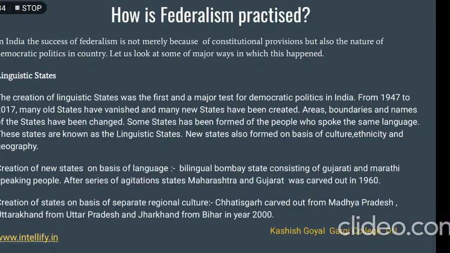Now we'll be discussing two examples. First, the creation of new states on the basis of language. The bilingual Bombay state, which is now the capital of Maharashtra, consisted of two communities, Gujarati and Marathi speaking people. But after a series of agitations, because the language was completely different, it was carved out into two different states, Maharashtra and Gujarat, in 1960. Another example is on the basis of regional culture. They have their own different cultures, so that is why they decided to separate. Chhattisgarh was carved out from Madhya Pradesh, Uttarakhand from Uttar Pradesh, and Jharkhand from Bihar in the year 2000.